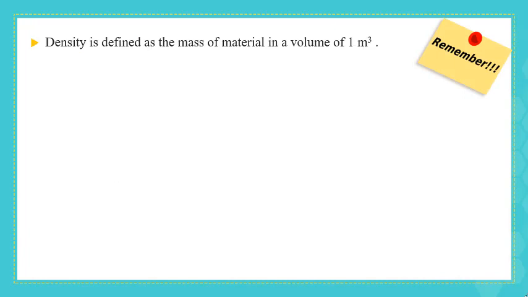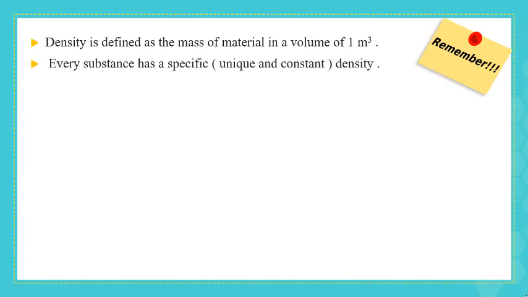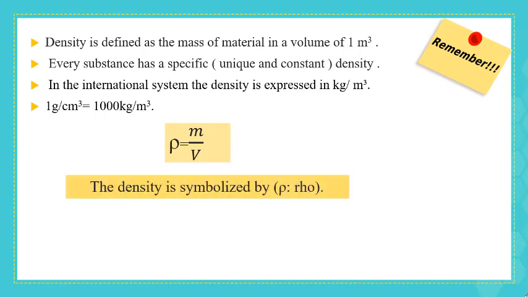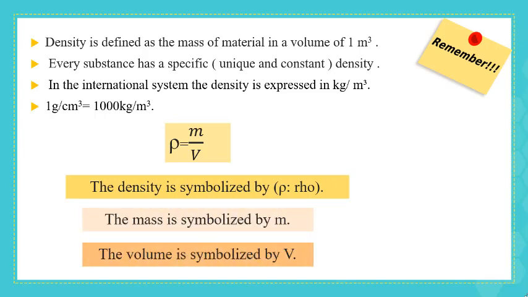If you remember, as a definition, density is defined as the mass of a material in a volume of 1 meter cube. Every substance has a specific, unique, and constant density. In the international system, that density is expressed in kilogram per meter cube. 1 gram per centimeter cube is equal to 1000 kilogram per meter cube. Density equals mass over volume, where the density is symbolized by rho, mass is symbolized by m, and the volume is symbolized by v.